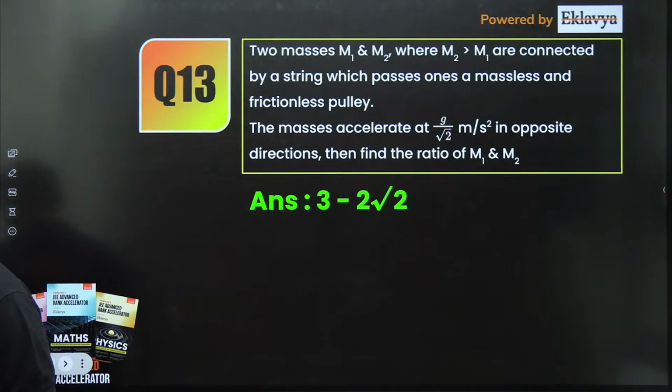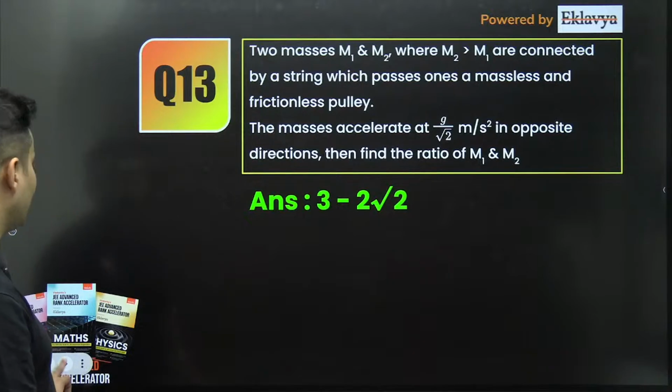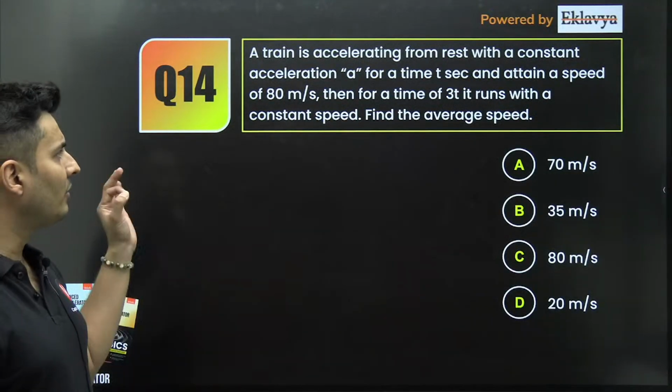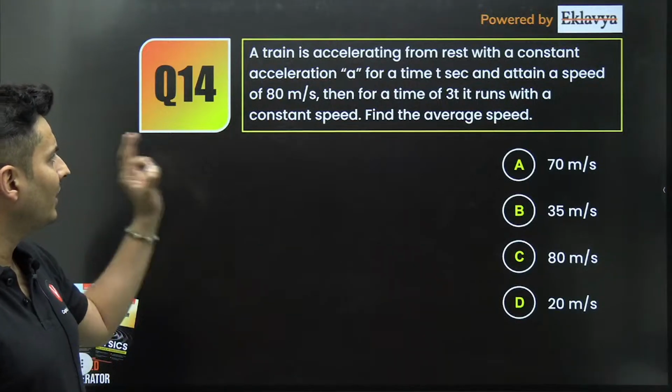Yeah, you have drawn the FBD. It's okay. Even if you draw the FBD, you will get the answer, but it will be longer. This was, I think, a little bit easier if you know the direct formula, right? Moving on to the next one coming up on your screen. Train is accelerating from rest with a constant acceleration a for a time of t seconds, attains a speed of 8t.